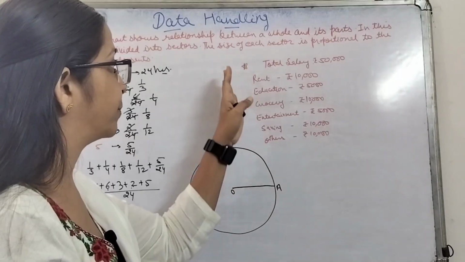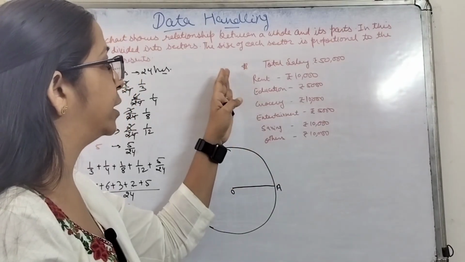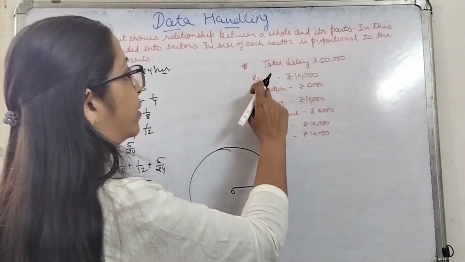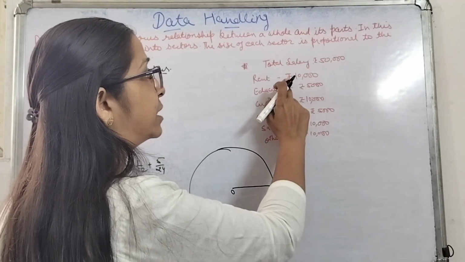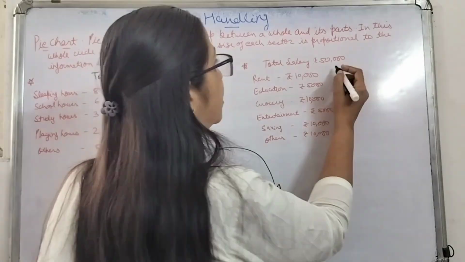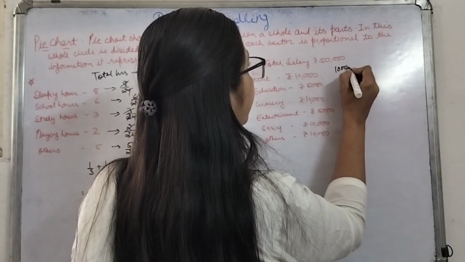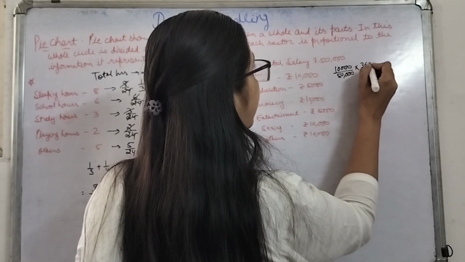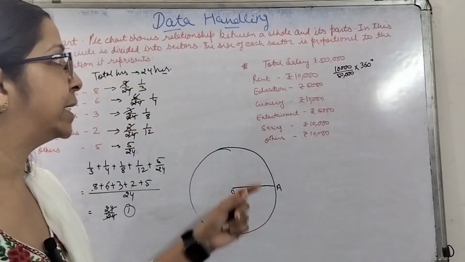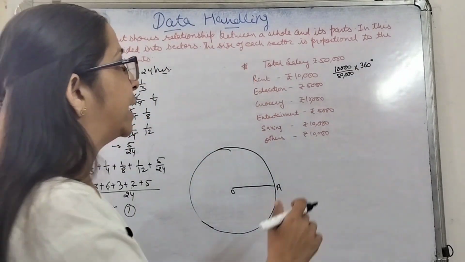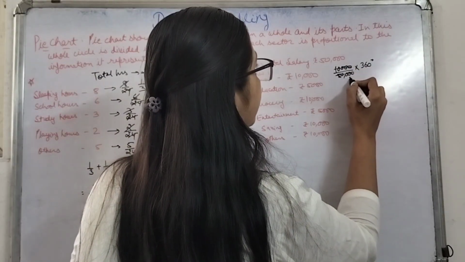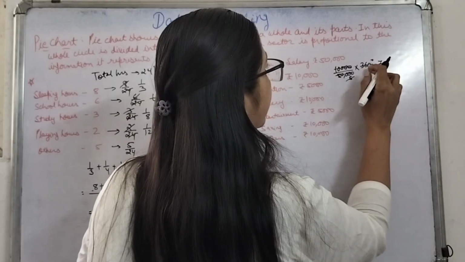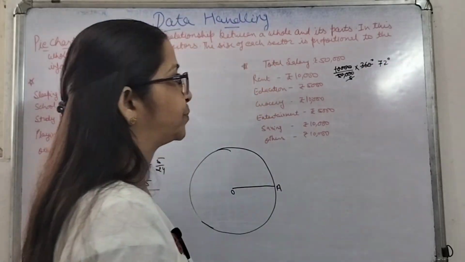Now what will be the central angle for each and every activity? Now rent, he is spending 10,000 out of 50,000. So it will be 10,000 divided by 50,000 multiplied by 360 degrees. So what will be the central angle for rent? That will be 10, 5s are 50, 5, 5, 7s are 35, and it is 72 degrees.